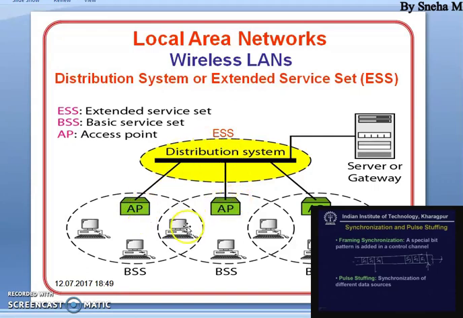Here you can also notice that one station can be part of one or more BSSs. Here you can see this station belonging to this BSS as well as this BSS. In that case, how it communicates with the other BSS we will see further in other slides. Once this, the distribution system can be connected to a server or gateway to send or receive data to other ESSs as well.